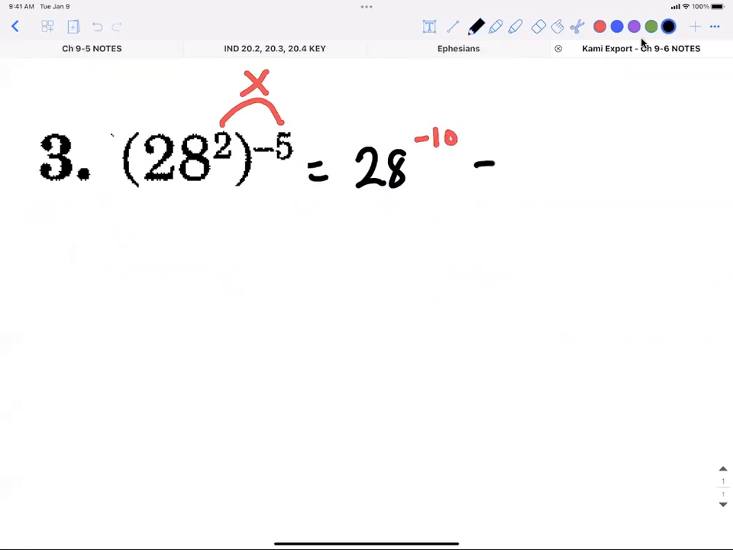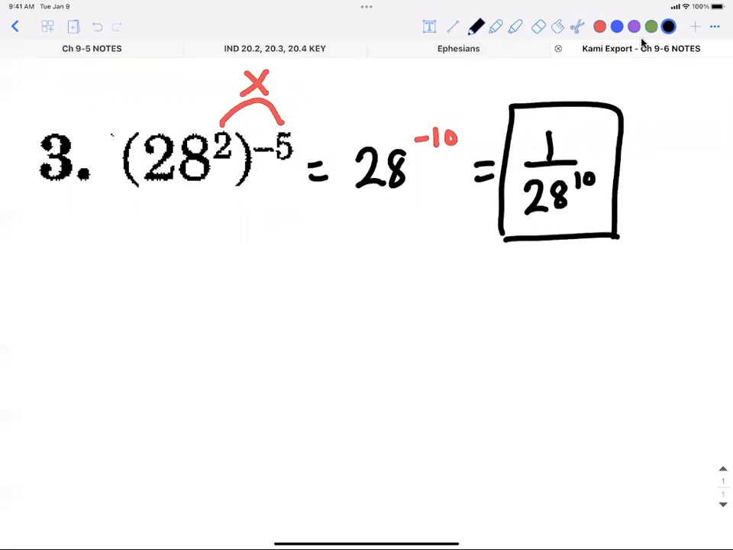Can I leave it like this and circle my answer? Blake, what do you think? To the what? +10. And that's what you're going to circle as your final answer. So we're putting together a little bit of what we know from several parts of chapter 9 to do 9-6.